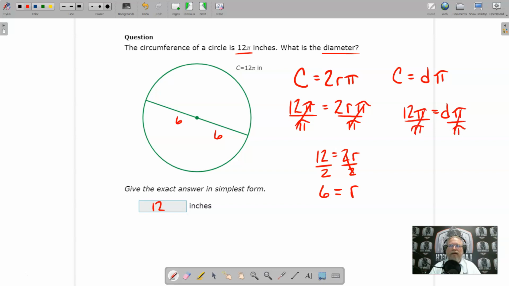Pi's cancel each other, and I end up with 12 equals d. The diameter is 12. You could do that. No problem there. It's just which formula you use. If you use the first one here, then it takes the added step of dividing by 2.